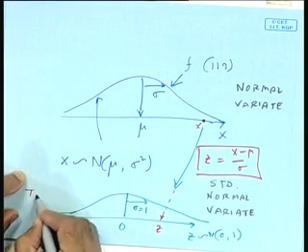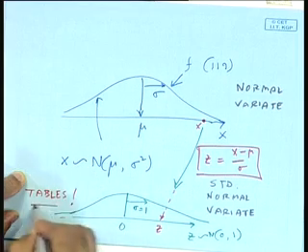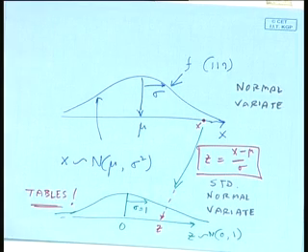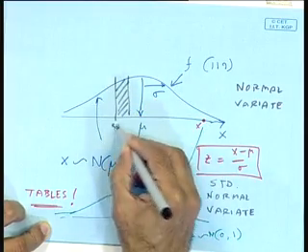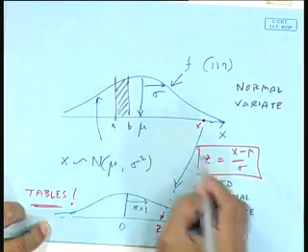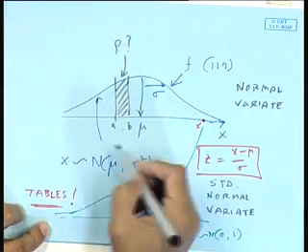There are tables all over for the normal distribution, and these tables provide you the CDF, the cumulative distribution function. With that, you can find, for example, the probability of some quantity falling in this range. If you want to say there are values A and B, what is the probability P? That you can find very easily.